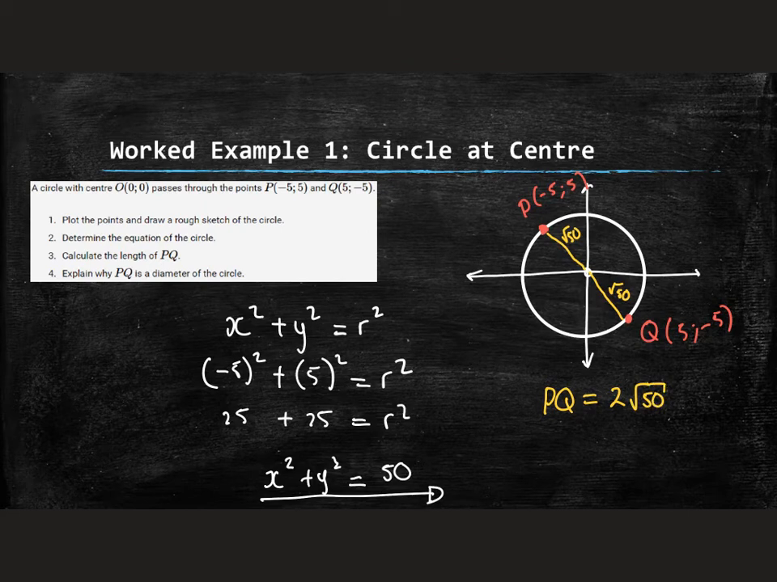Last part of this says, explain why PQ is the diameter of the circle. Pause this video and think how you would explain this. Okay, so one of the ways you could have done this is to speak about the distance. If you could show that the distance from P to Q equals the distance from O to P plus the distance from O to Q, it must mean that it lies on the diameter. That would be option 1.